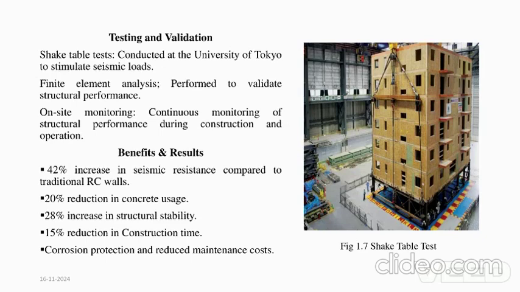Through comprehensive testing, including shake table test, which is conducted at the University of Tokyo to simulate seismic loads, finite element analysis, which is performed to validate structural performance, and on-site monitoring of the structural performance during construction and operation, Tokyo Skytree demonstrated exceptional performance, achieving a 42% increase in seismic resistance, 20% reduction in concrete consumption, and 28% improvement in structural stability, 15% reduction in construction time, and lower maintenance cost.